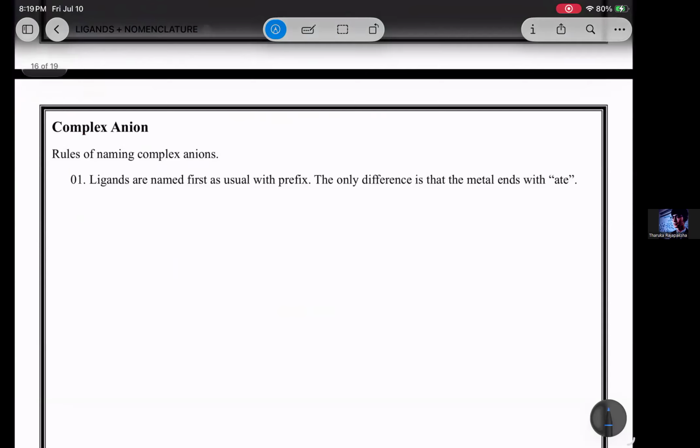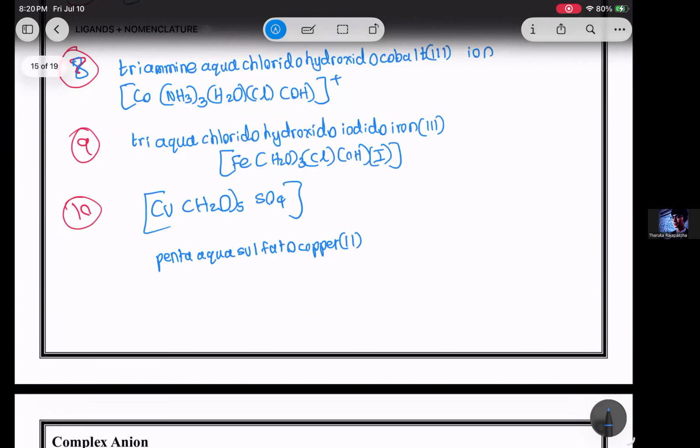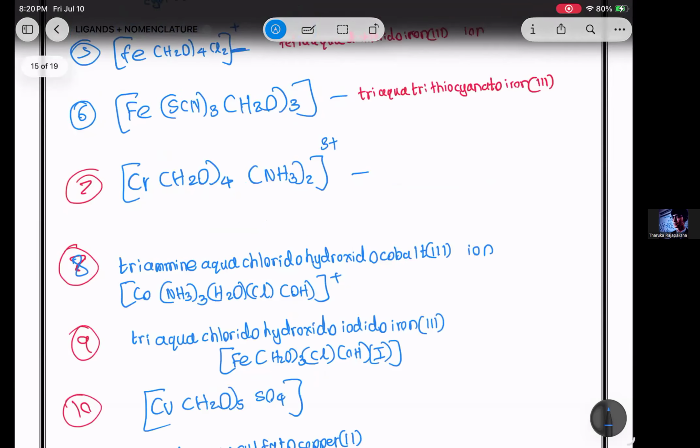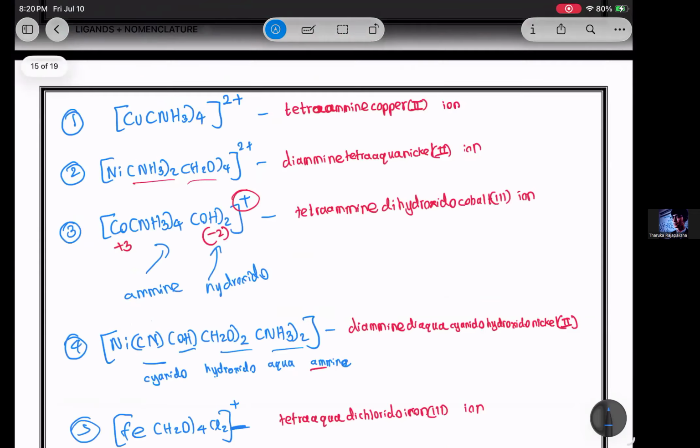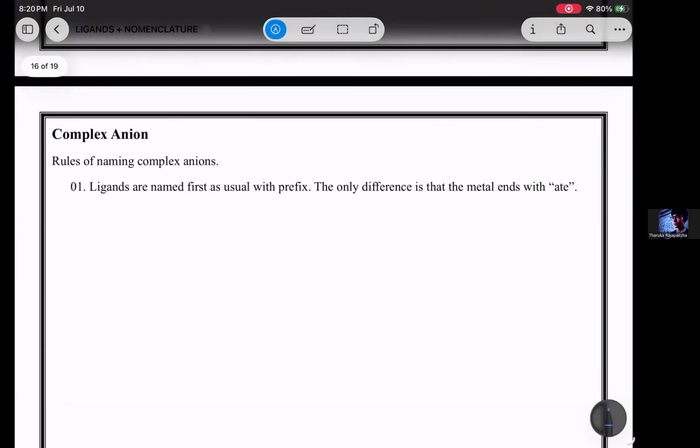Rules for naming complex anions. Ligands are named first as usual with the prefix, like before we are using the prefix. The only difference is that the metal ends with ate. If you have a metal, you're going to end it with ate. Now in the earlier examples, you are just writing iron, cobalt, nickel, copper. You are writing it like that. But here we end the metal with ate. It's like chromate, cuprate, manganate, argentate, aurate, cobaltate, ferrate, nickelate, mercurate. Right? We have ate at the end.